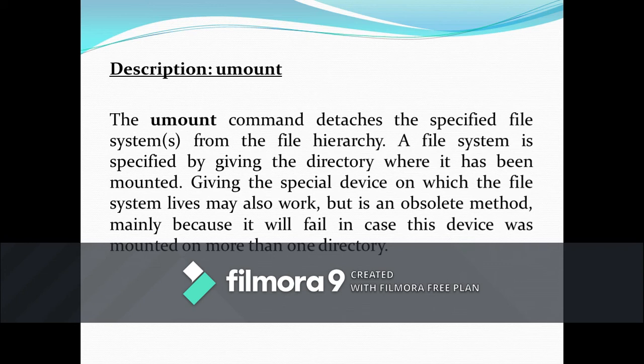The umount command detaches the specified file system or systems from the file hierarchy. A file system is specified by a given directory where it has been mounted. Giving the special device on which the file system lives may also work, but is an obsolete method mainly because it will fail in case this device was mounted on more than one directory.